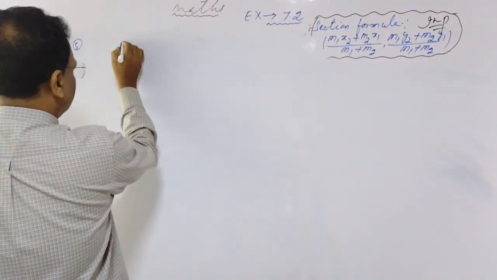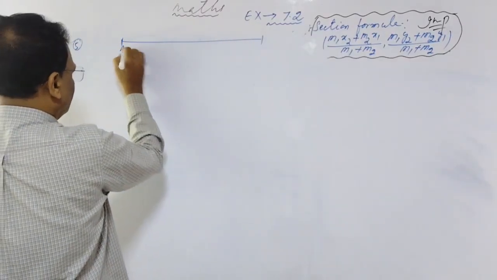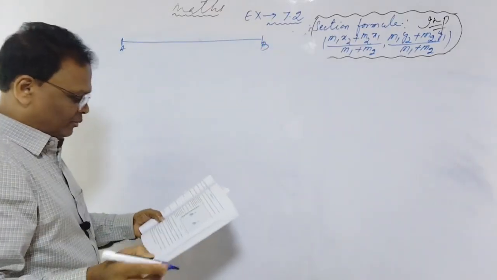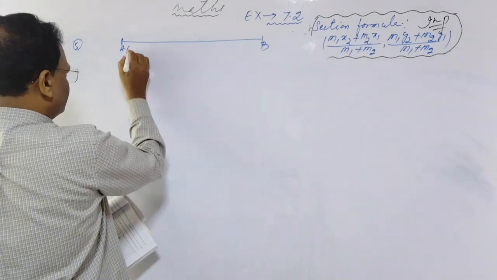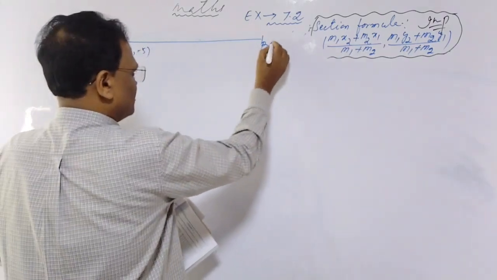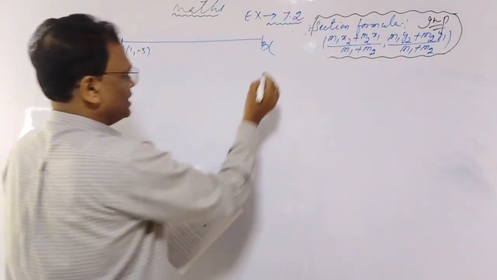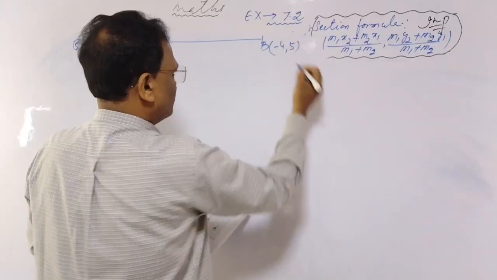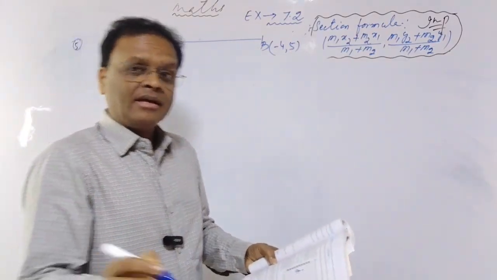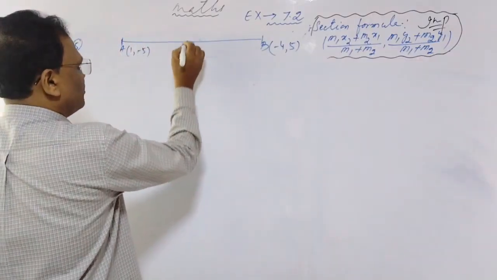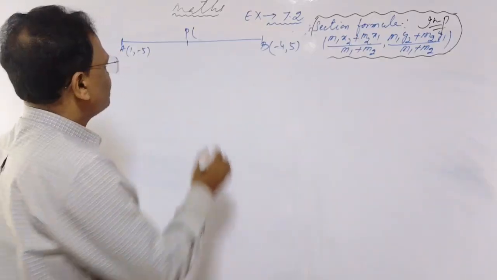What is the x-axis? This is the line segment. Let the line segment be AB. And the coordinates of both are given. The first one is 1 comma minus 5. The coordinate of the second point is also given, that is minus 4 comma 5. But what is given? This time it is given that it is divided by the x-axis. So let this point divide this line on the x-axis.